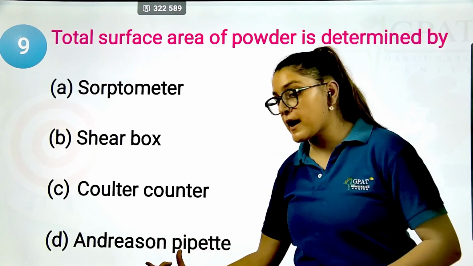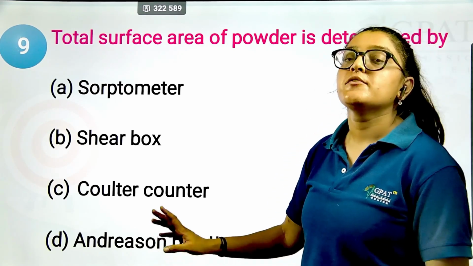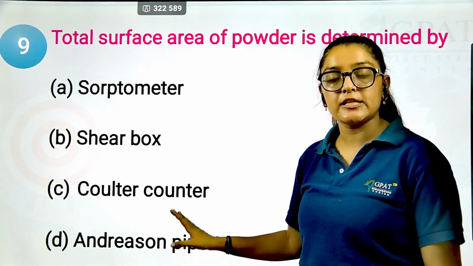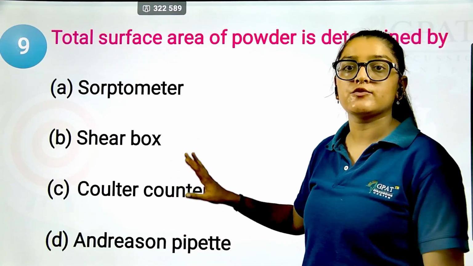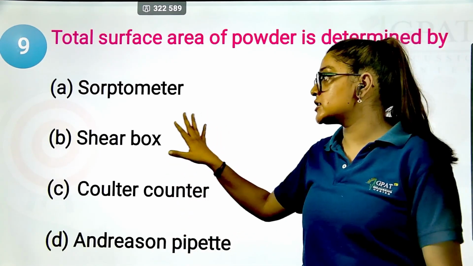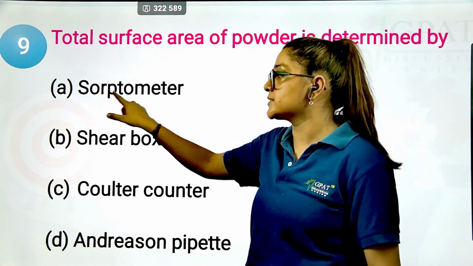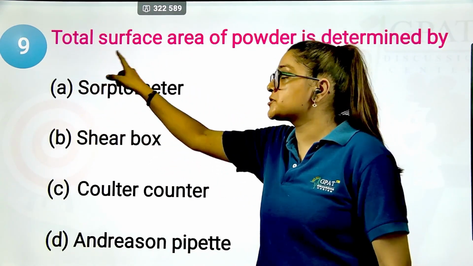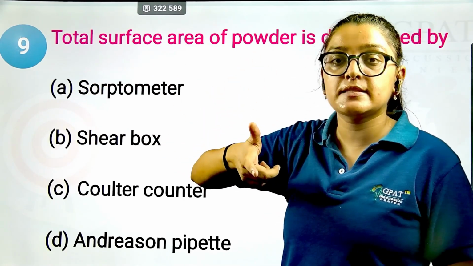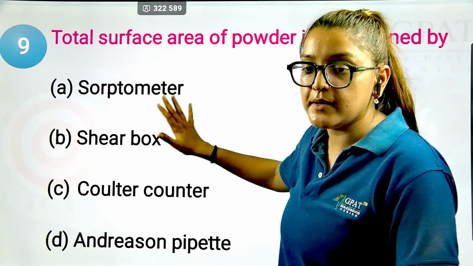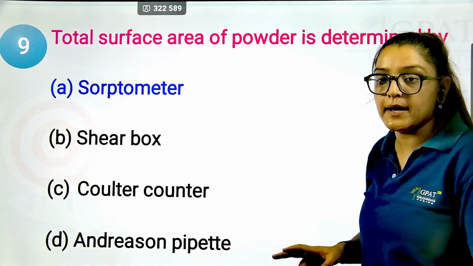So Anderson pipette is definitely a method we have already talked about, which is based on sedimentation particle size determination. In the Coulter counter, we have seen it is for particle volume measurement. So shear box is not applicable here. We are only left with the quite easy answer, sorptometer. Sorption, can you see the word sorption here? We have already seen adsorption methods in the Quantasorb, so similar to that is the sorptometer. So we have the correct answer as option number A.